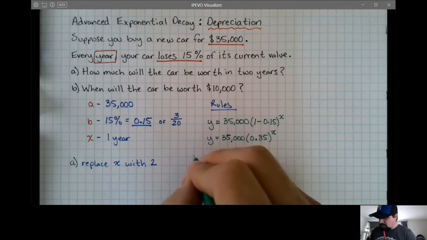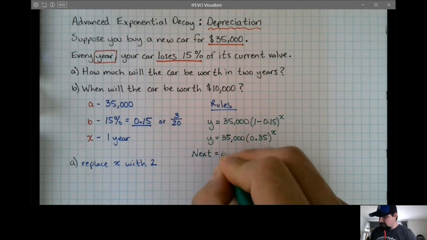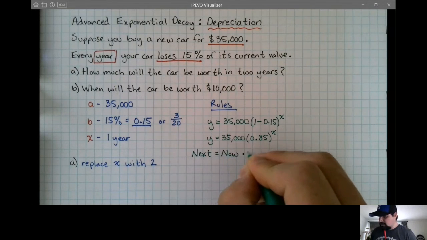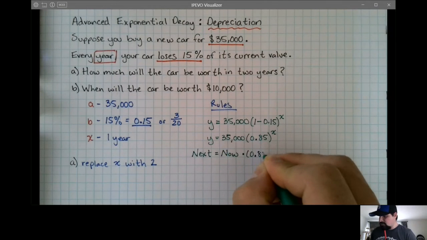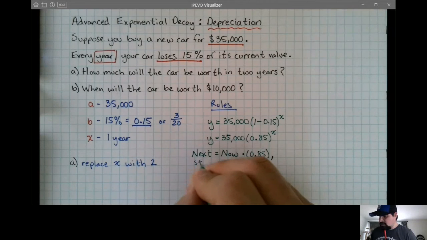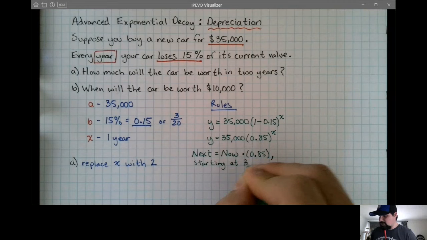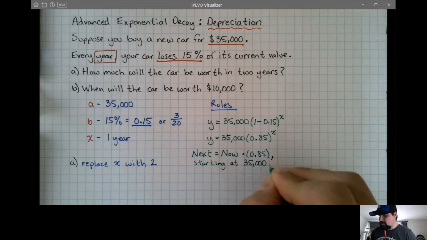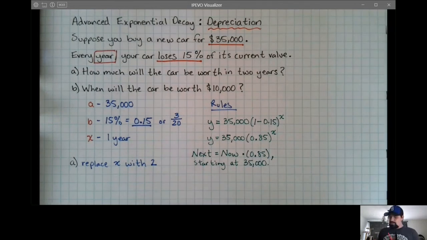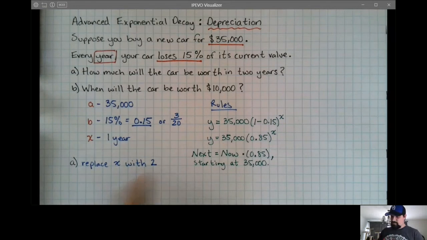The next rule will be next equals now times 0.85, starting at 35,000. Right, so now we have our rules. Let's go back to question A, which tells us to replace x in our function with 2.